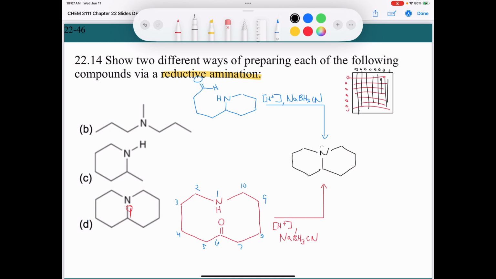The difficult part, I guess, would be purifying them, but there's robots that can inject these into what's called a high pressure liquid chromatography, and they can purify them and then run the mass spec on them and NMR. Anyhow, there you go. So reductive amination. There's many different reagents that can be used for reductive amination, but sodium cyanoborohydride is probably the most popular, most common. So there you go.